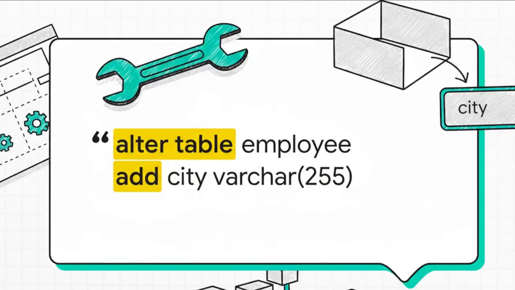And this is where the alter command comes in. Notice the different wording here. Alter table. We're not changing the data inside the table. We are changing the table itself. Then we tell it to add a city column. That varchar 255 just tells the database what kind of data to expect, in this case text. We are literally expanding the table's blueprint.